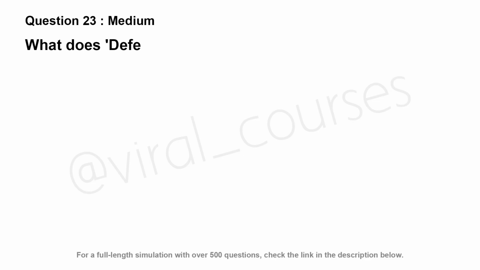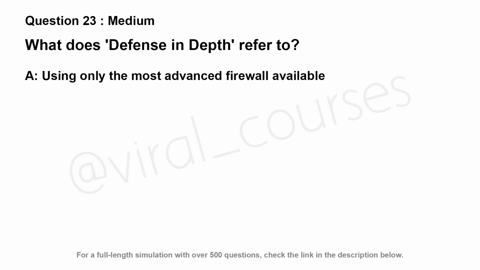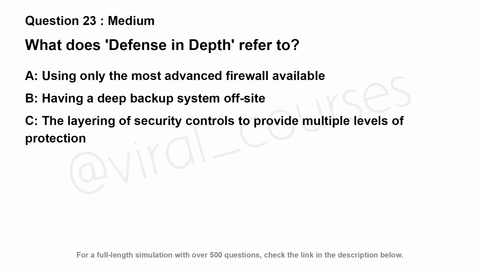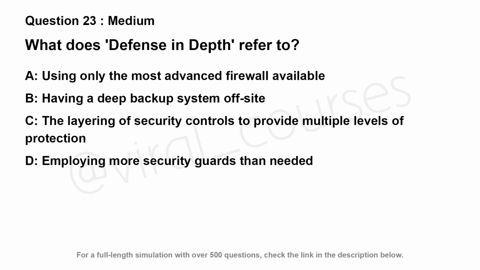What does defense in depth refer to? Option A. Using only the most advanced firewall available. Option B. Having a deep backup system off-site. Option C. The layering of security controls to provide multiple levels of protection. Option D. Employing more security guards than needed.